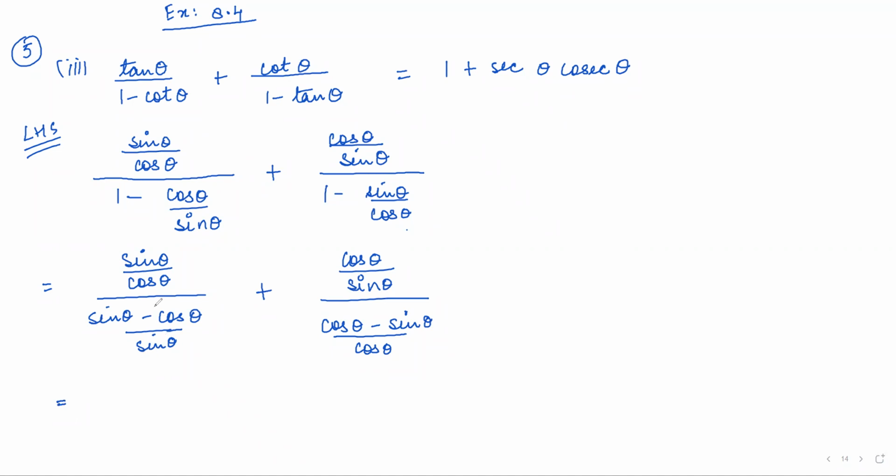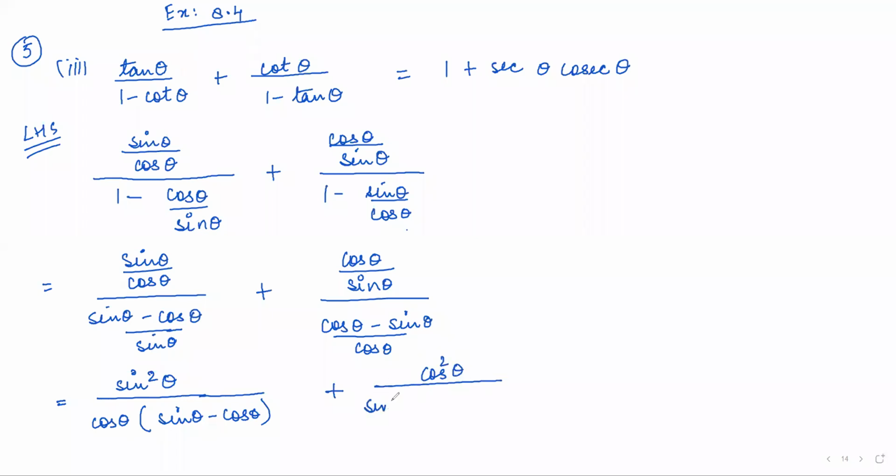So you multiply it like this, sine theta will go in the denominator, and in the numerator it becomes sine square theta, and then you have cos theta into sine theta minus cos theta. Is this okay? Yes, ma'am. Yes, Harsha, fine. Similarly, this cos will go in the numerator, cos square theta, and then you get sine theta into cos theta minus sine theta, right? Cos theta minus sine theta, yes.